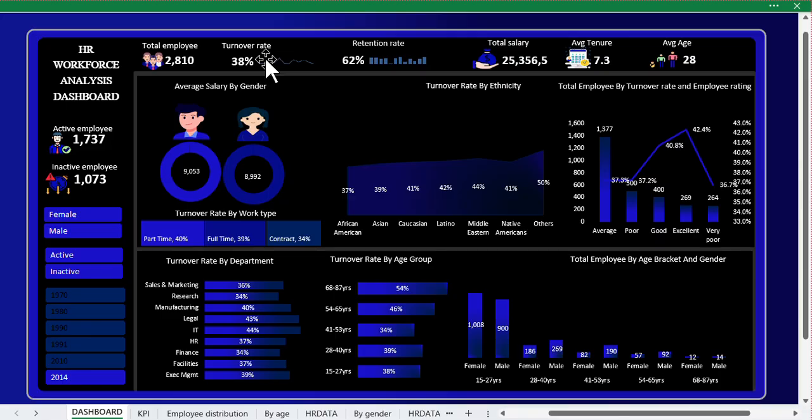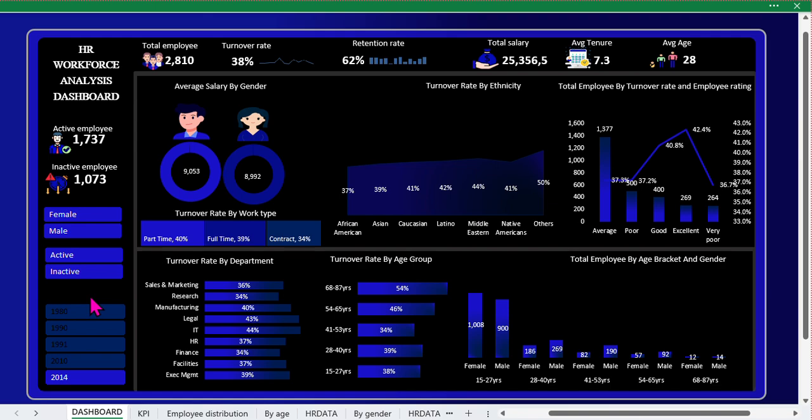2010 was higher, I think 2010 was 39% or so. If you look at this, you'll see how everything happened in 2014. Looking at the turnover rate by ethnicity, I think the Others category is now at 50%, and the lowest here is the Asian in terms of turnover rate. Okay, so this is what happened in the year 2014.